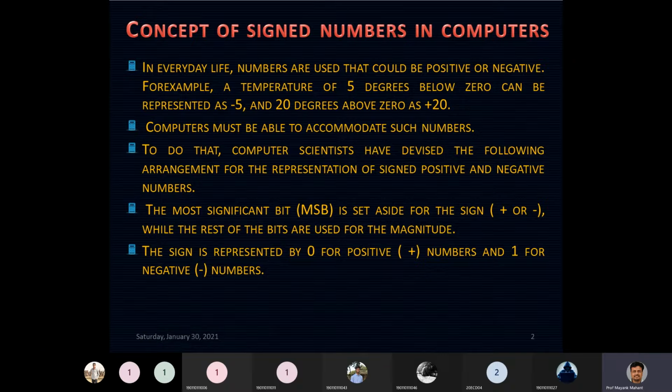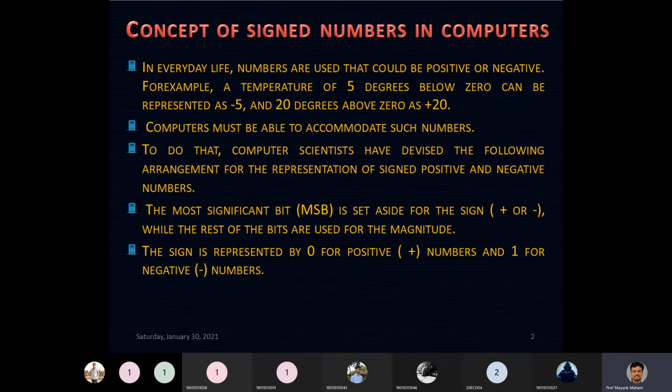So to do that particular thing, the inventors of the computer have decided the following arrangement for representing the signed positive and negative number. What they have decided is the most significant bit, MSB. Already we have discussed this thing when we were discussing the signed number in our 8085, that the MSB, or we can say the D7 bit, is kept aside for the sign, for the plus or minus.